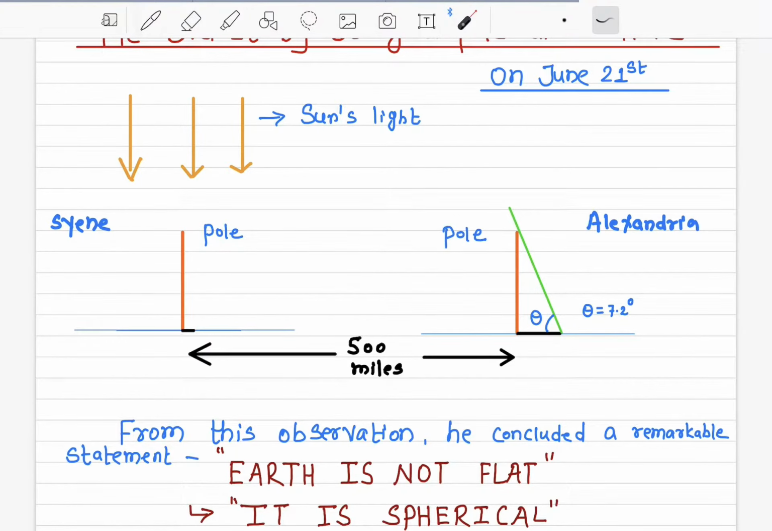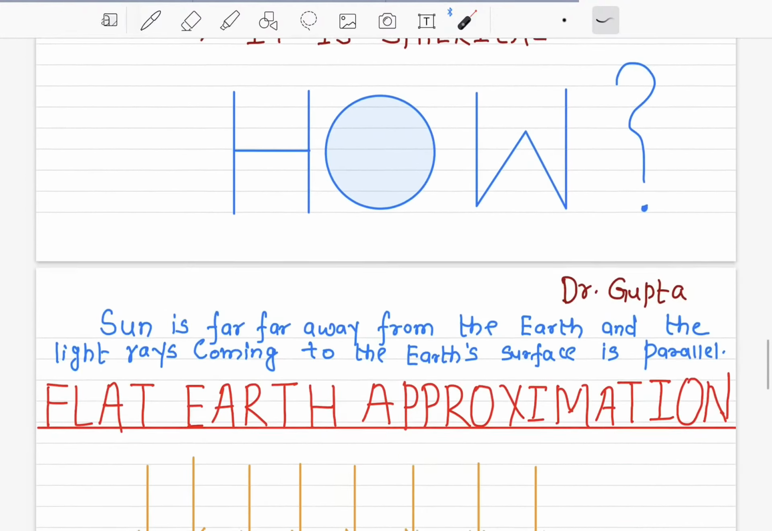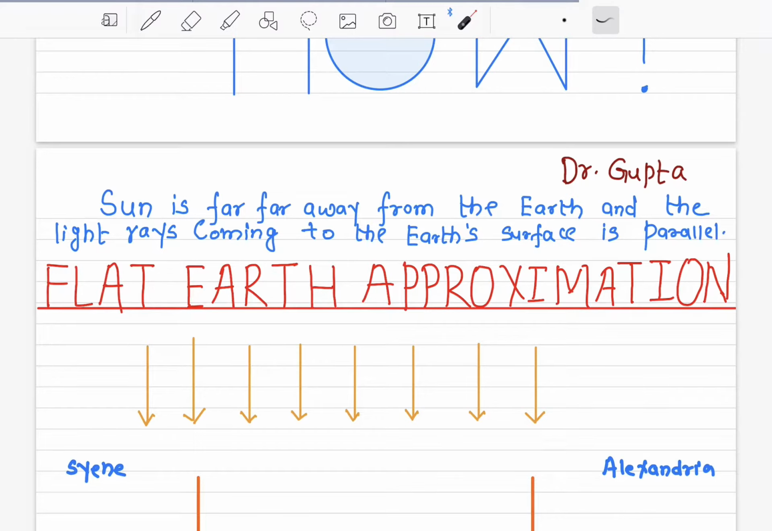And on the same day, he observed that the sun is not directly overhead, it is making some angle here. And then from just this observation, he convinced himself that the earth is not flat, it is spherical. And how did he come to the conclusion that earth is not flat but rather a curved surface? Let's talk about that one.